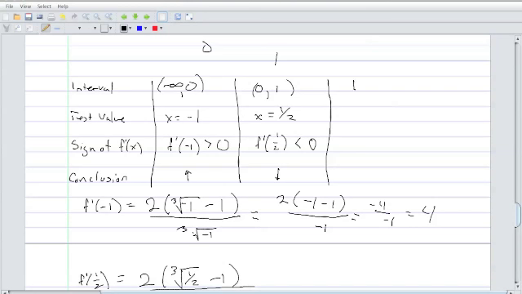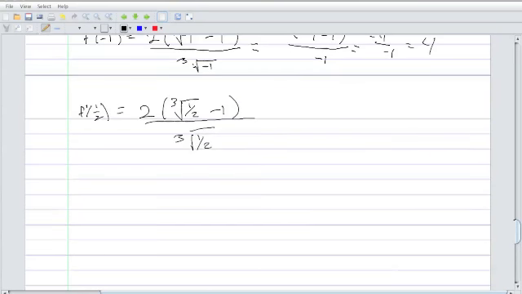And then if you look at 1 to infinity, you can choose a test number like x equals 2. Then if we look at f prime of 2, f prime of 2 is going to be 2 times the cube root of 2 minus 1 divided by the cube root of 2.